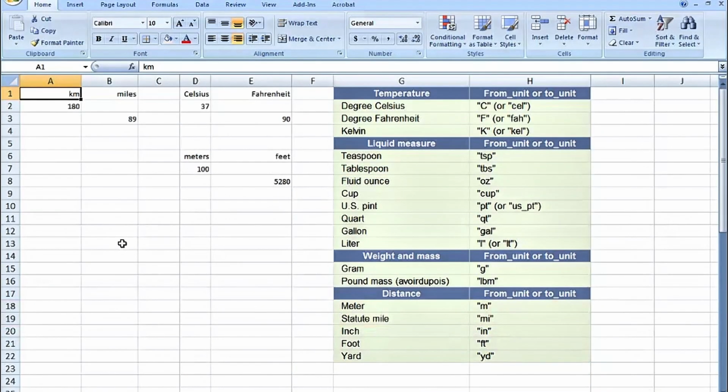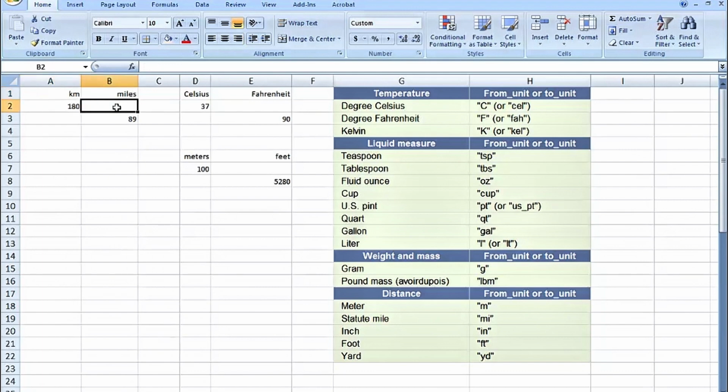And in columns G and H, you'll see a few of these. If you check out the Excel help system, you'll see quite a few others as well. The categories I've shown here, temperature, liquid measure, etc., are more commonly used, but you'll also see a set of conversion issues related to power and pressure, force, energy, and magnetism. But let's just give you a couple of examples of how this might work.